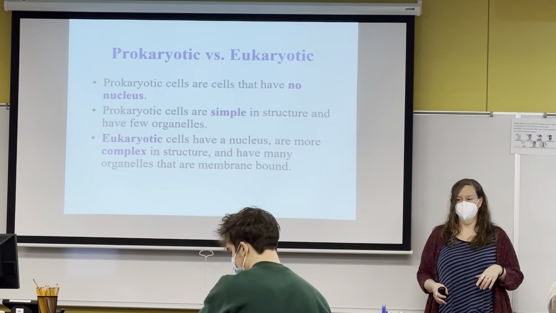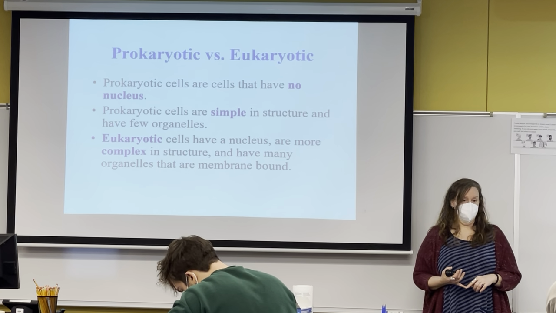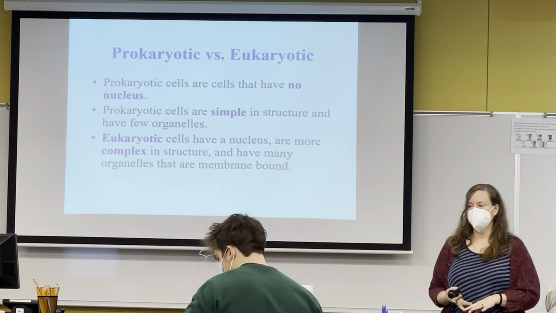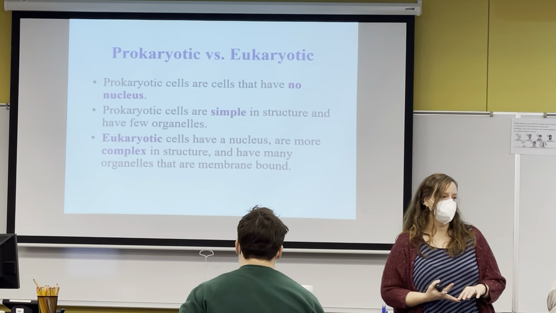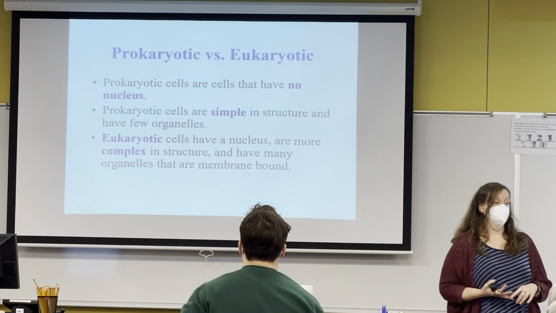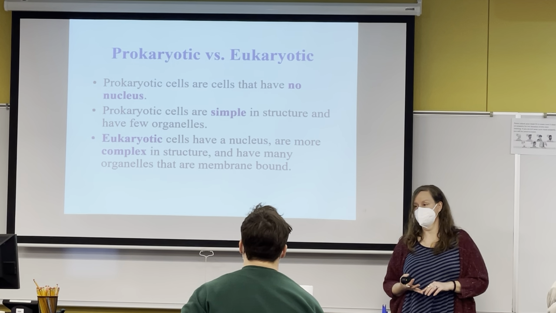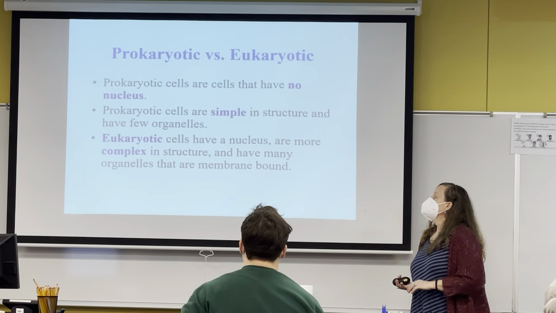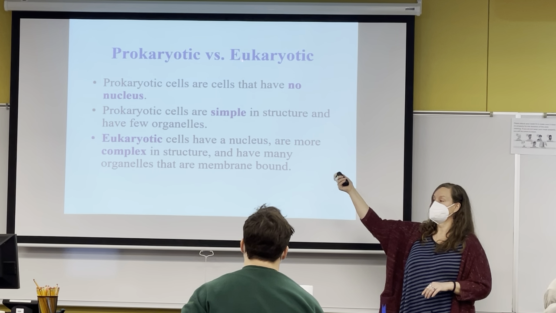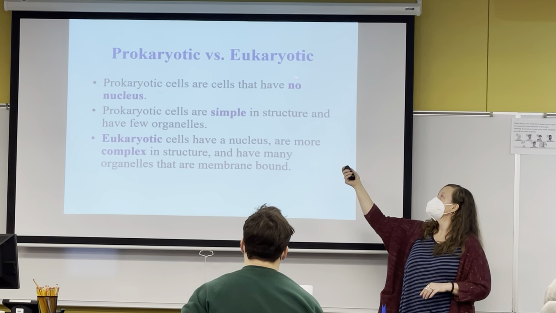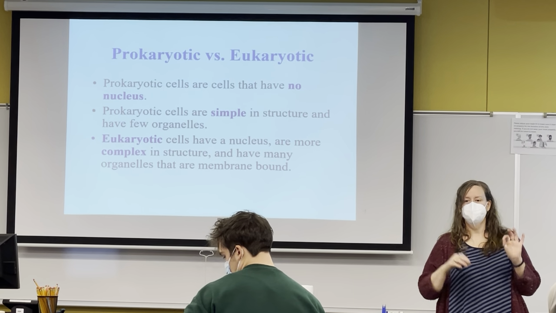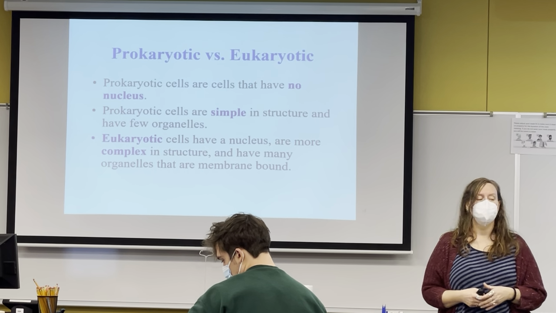Eukaryotic cells have a nucleus. They are typically much larger in size, much more complex. And when we're talking about complexity, a few things. They have more organelles and they have more DNA. More genes. Eu means true. Karyotic, nucleus. These are cells that have a real nucleus.